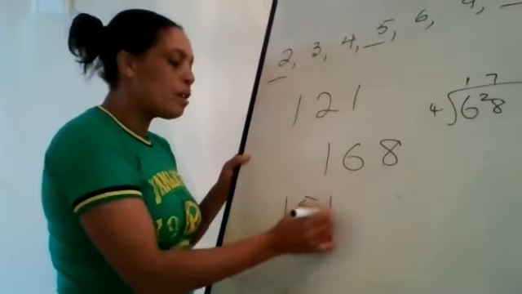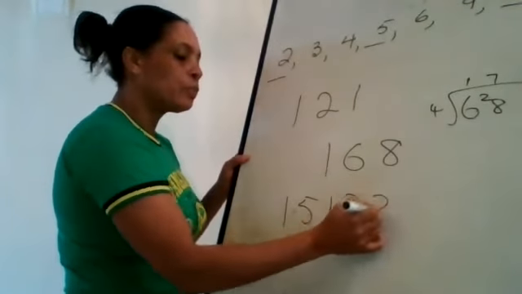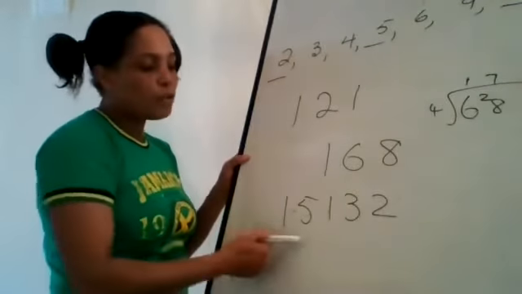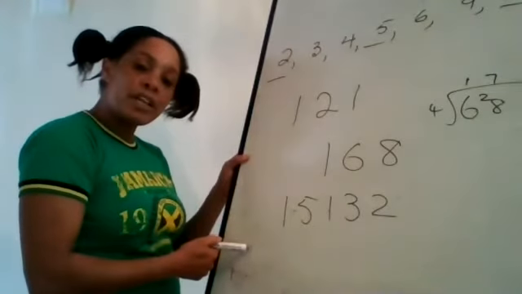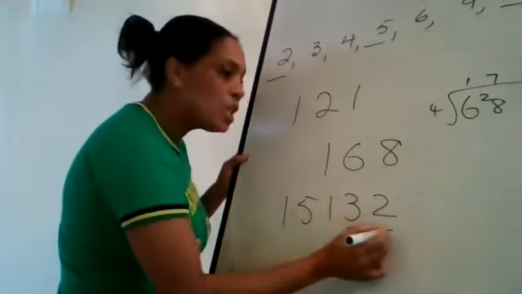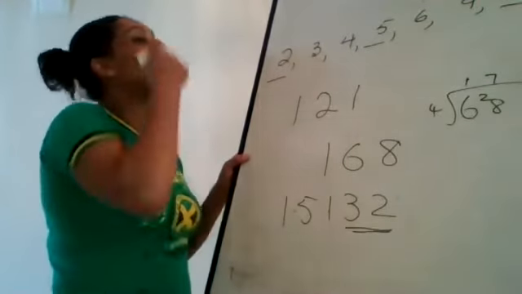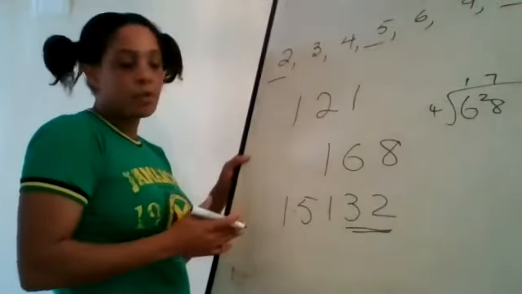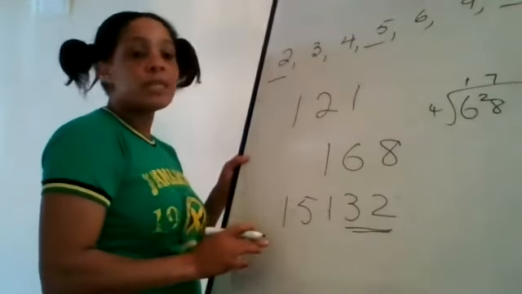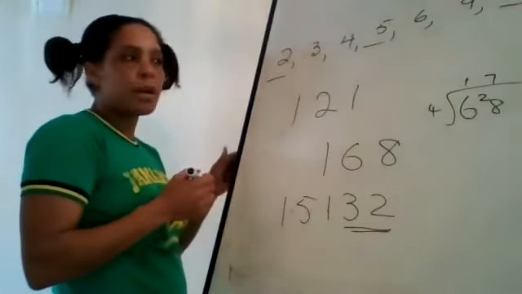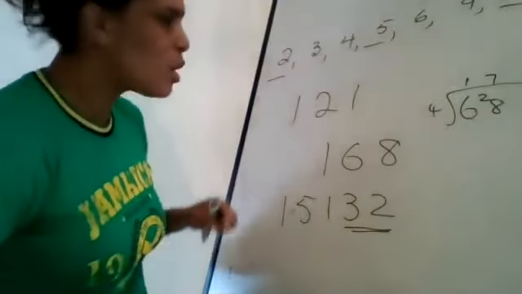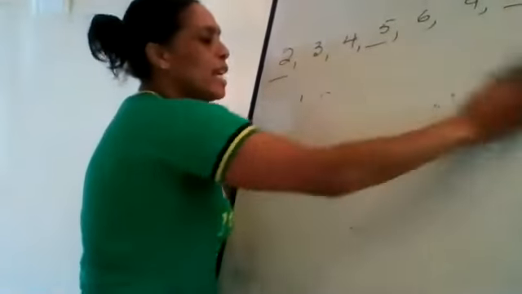Well, let's say it's a big number like this. And we're trying to find out, can that be divided by 4? If the last 2 digits can be divided by 4, then the whole thing can be divided by 4. Now, 32 is in the 4 times table, so the whole thing will be divided by 4. Now, how is this going to help you? This skill can help you.